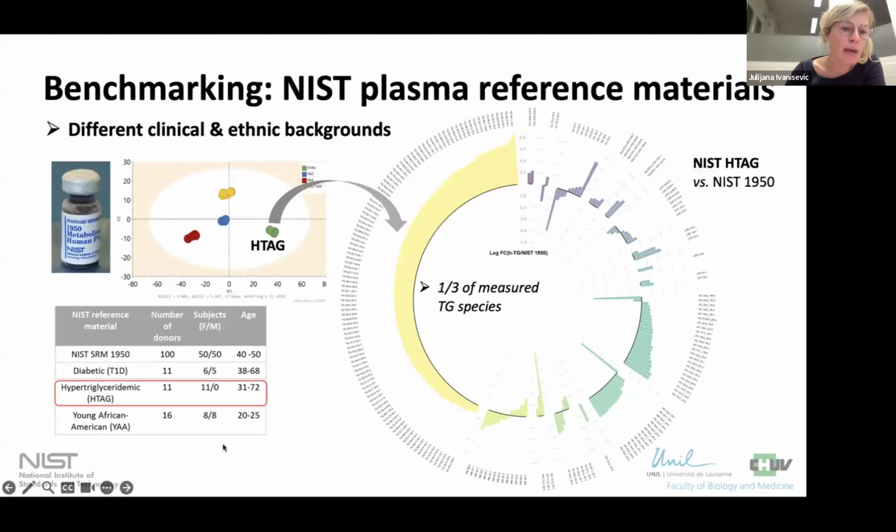Finally, to benchmark our method, we used the entire suite of plasma materials from NIST. So in addition to the 9050 material, we also profiled the material collected from patients with confirmed diabetes, then also confirmed hypertriglyceridemia, and also the pooled sample collected from young African Americans in their 20s. And here on the right, you can see the circular plot, on which you can appreciate the differences that have been found when you compare this NIST material collected from patients with hypertriglyceridemia to the NIST 9050 reference material. And as expected, more than 1/3 of these measured triacylglycerols were present in significantly higher concentrations in the high TG material compared to the NIST 1950.